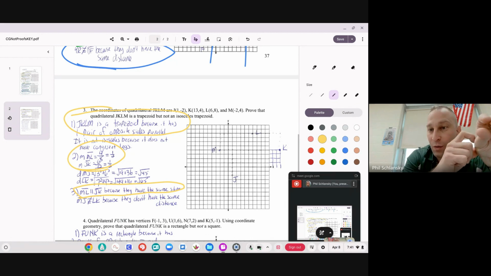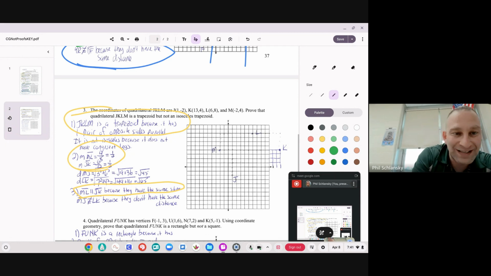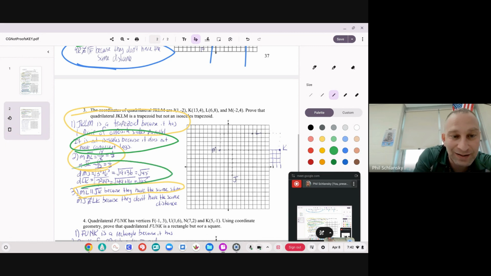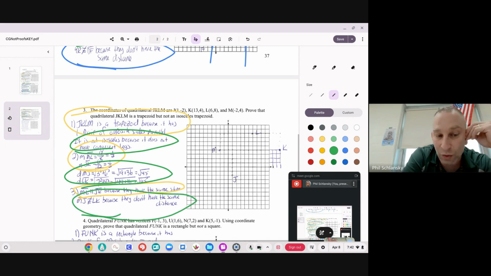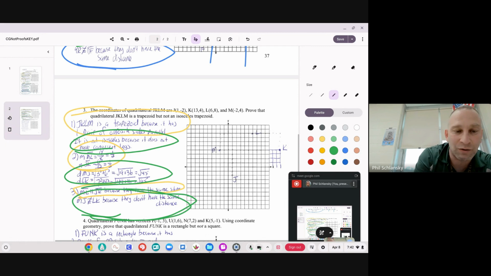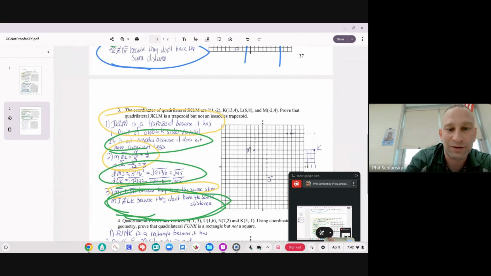Now, to prove that it was isosceles, I would prove it has congruent legs. So to prove it's not isosceles, it does not have congruent legs. I calculate the distances and show that they're not the same. I state they're not congruent because they don't have the same distance. So to prove it's not a shape, I prove it doesn't have the property that it needs to have. I'm still calculating slope or distance or whatever I need to calculate. And instead of saying that things are congruent because they do have the same distance, I'm saying they're not congruent because they don't have the same distance.